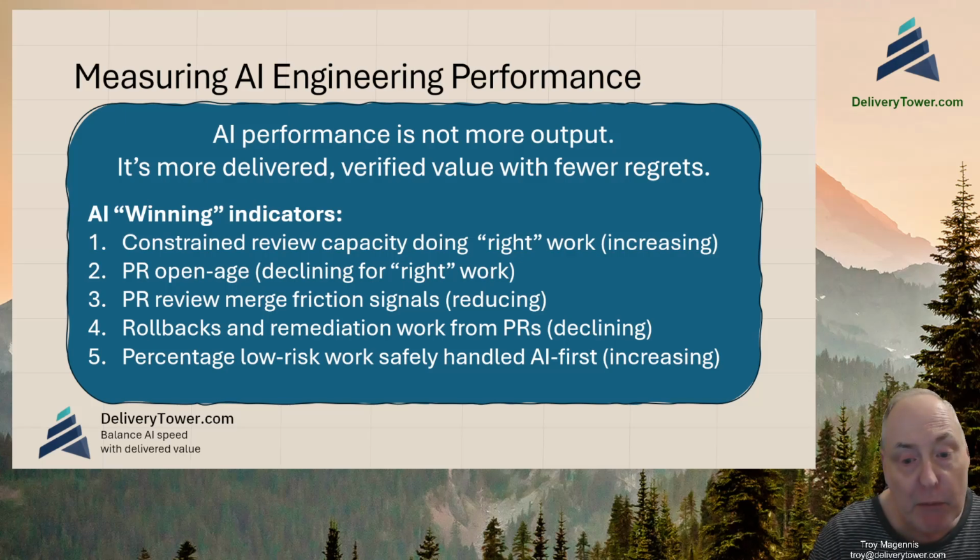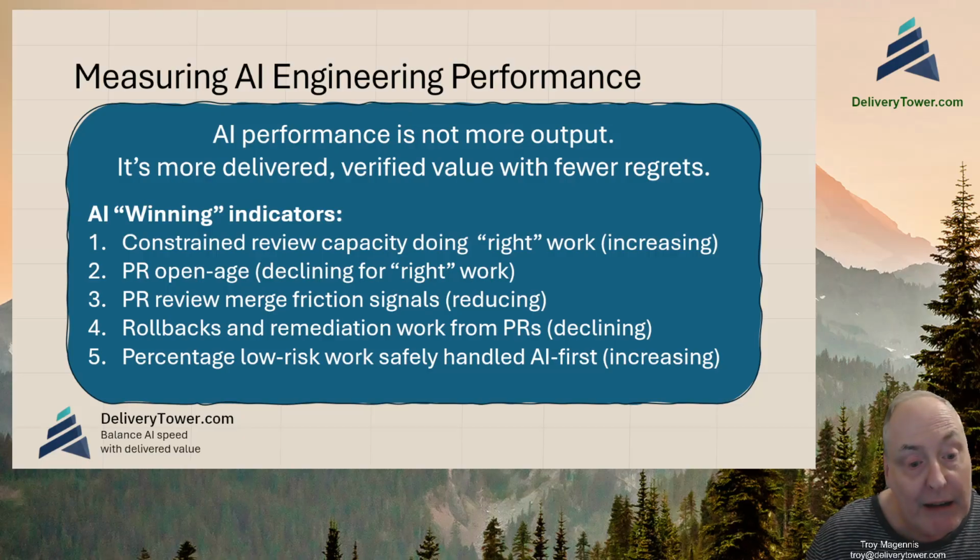Pull request review merge friction. Now, often AI can generate the code for a pull request, but then there's a lot of back and forth with those go-to-market activities, and it didn't really stick to our architectural decisions and so forth. So what you want to look at as a way of maturity is that those merge friction signals are reducing over time. The company is learning to use AI engineering well, not just learning to use AI engineering at all.